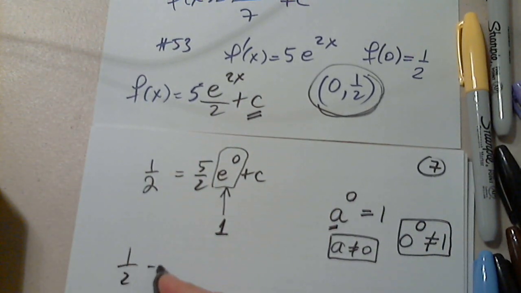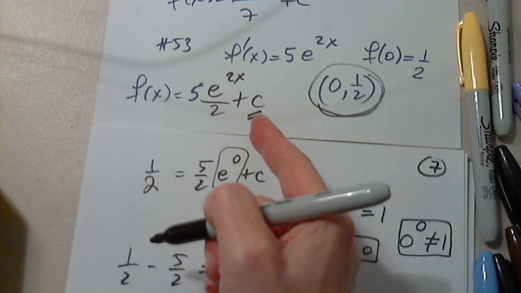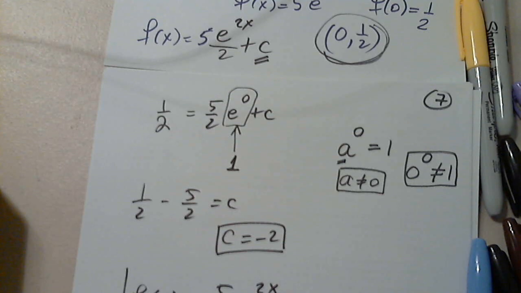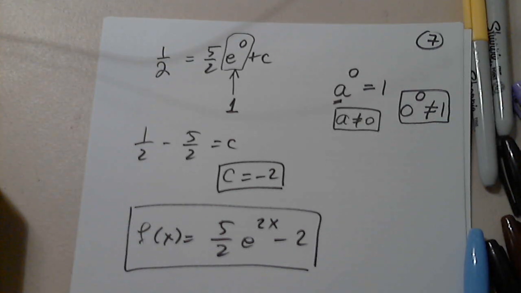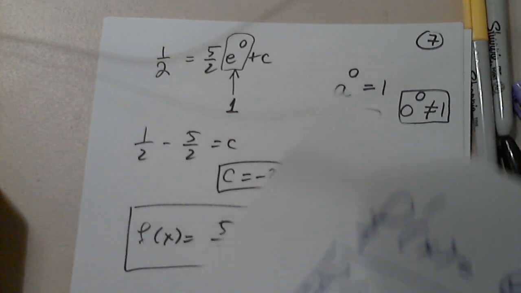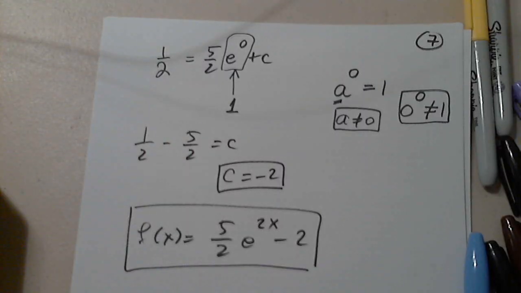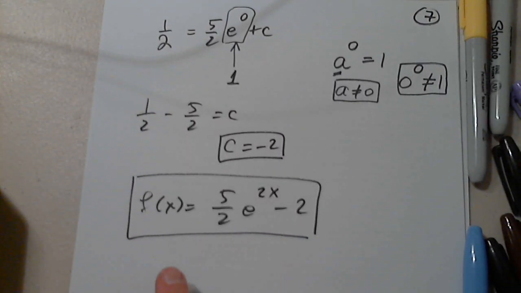So 1/2 minus 5/2 equals c. And this is -4/2, which is -2, so this is it. I put it back in the function. So then I have f of x equals 5/2 e to 2x minus 2. This is the unique function whose derivative is this, and when x is 0, y is 1/2. There is only one function with that derivative and passing through 0, 1/2.